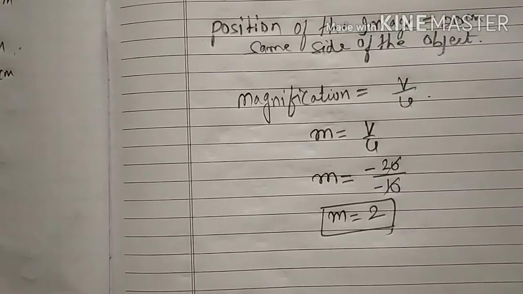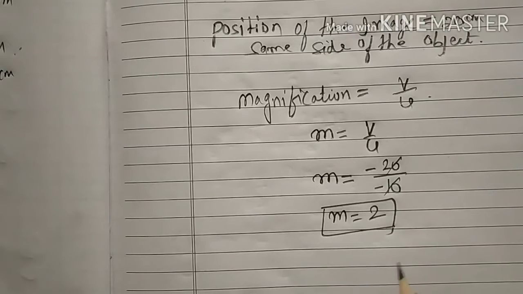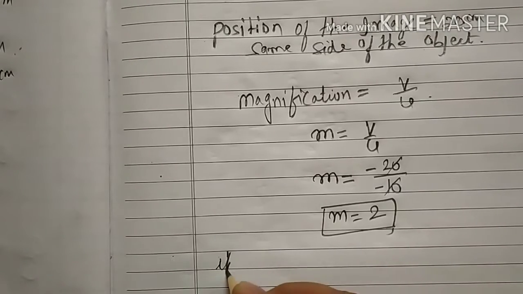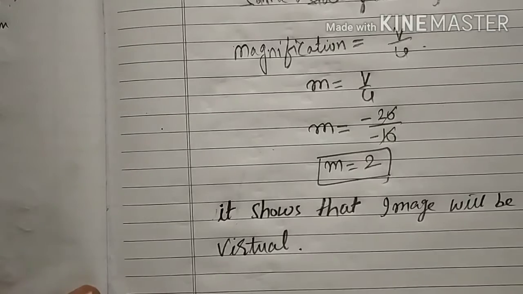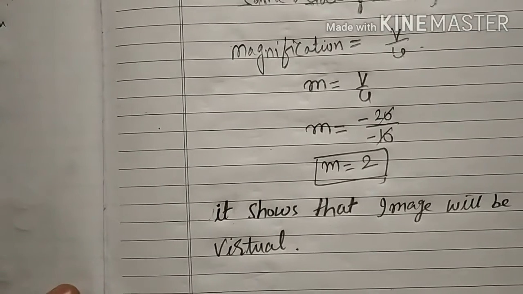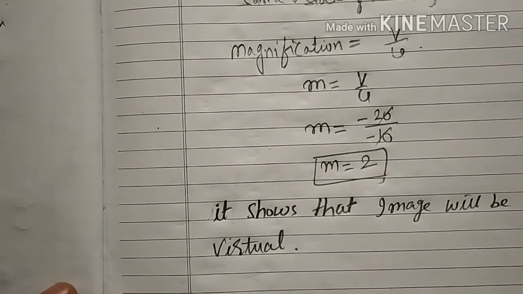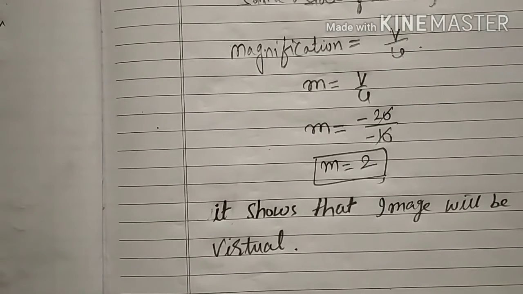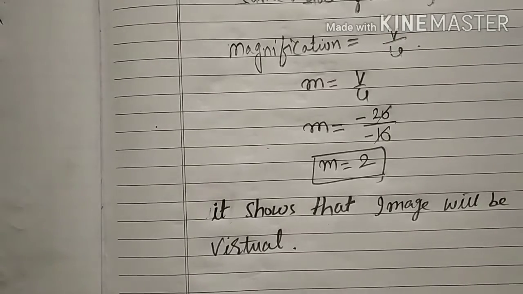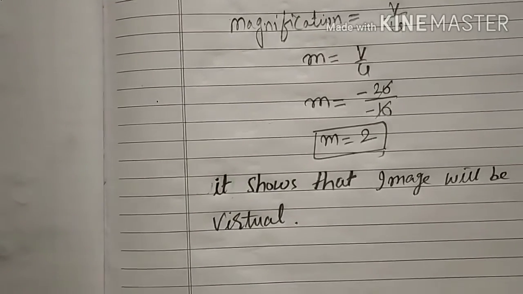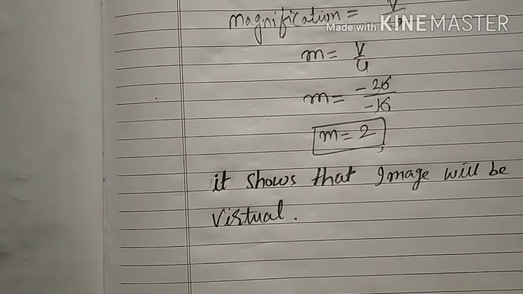As we discussed earlier in the previous classes and previous questions, when the value of magnification is coming positive, it is indicating that the image will be virtual. So we found three things: position we found, nature we found, and one more thing was there, size of the image. To find the size of image, there is one more formula for magnification.